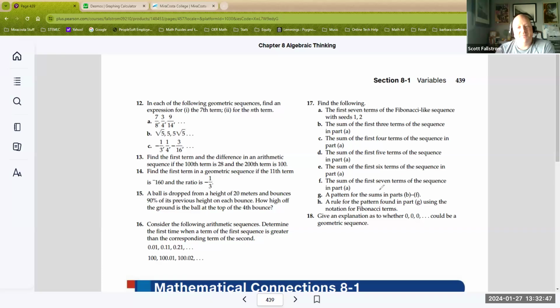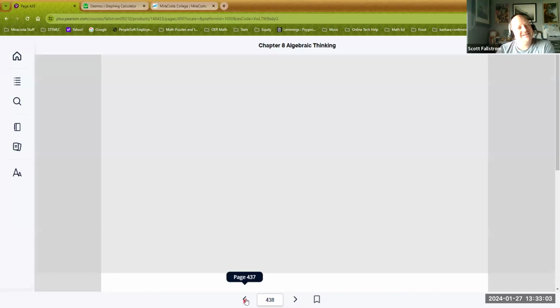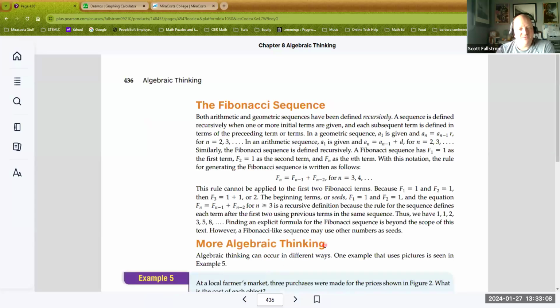Now notice the pattern for the sums and the rule for the pattern. There might be a hint here in part H: the rule using the notation for Fibonacci terms. Let me just go back a little bit, because that's a nudge. Every time I see these types of questions, I always go, wait a minute, what are they saying here? They're giving me a little bit of a hint that it should involve the Fibonacci notation.